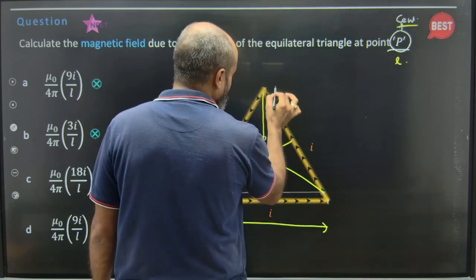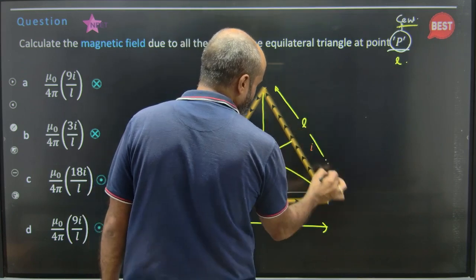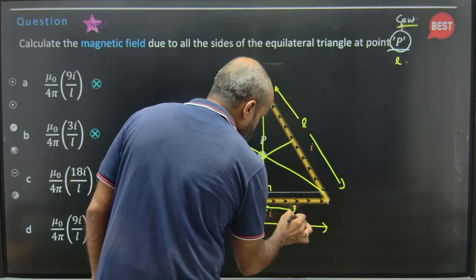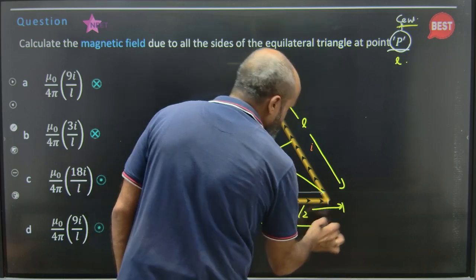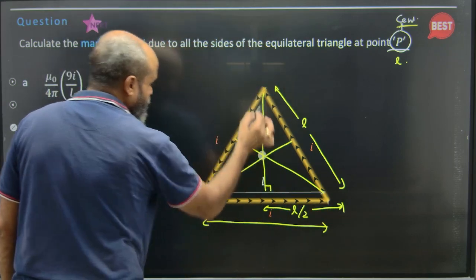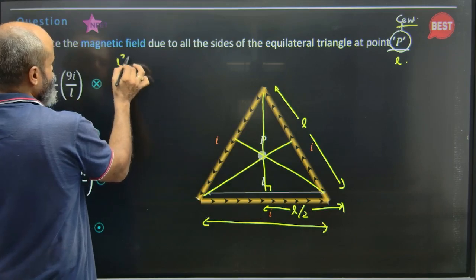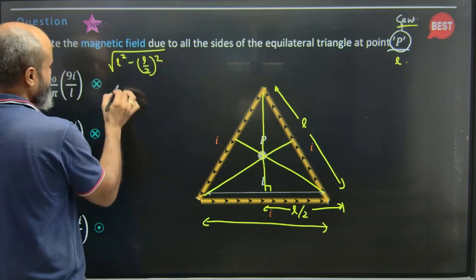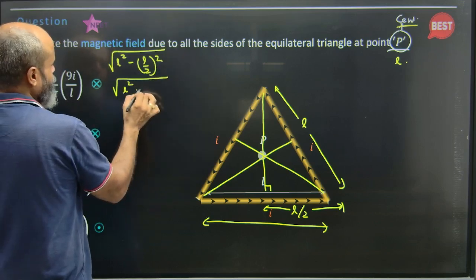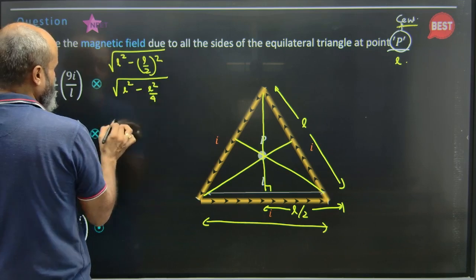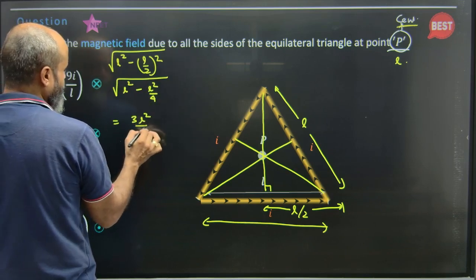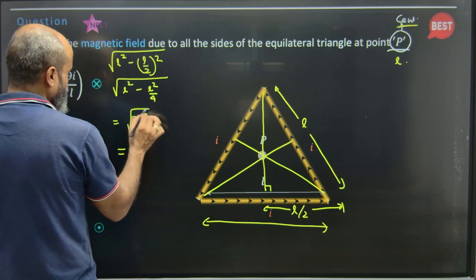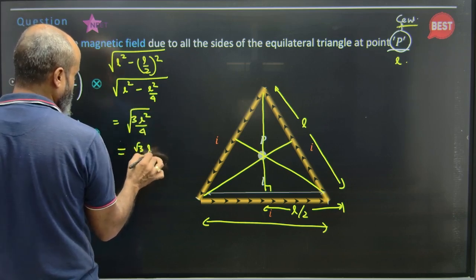So if this is L, this is L, and this is obviously L by 2. This is obviously L by 2. If this is L by 2, then this length will be how much? Square root of L square minus (L by 2) square. Pythagoras theorem, simple. So that will be L square minus L square by 4. That is square root of 3L square by 4, that is under root 3 L by 2.